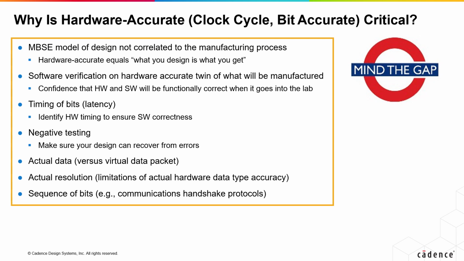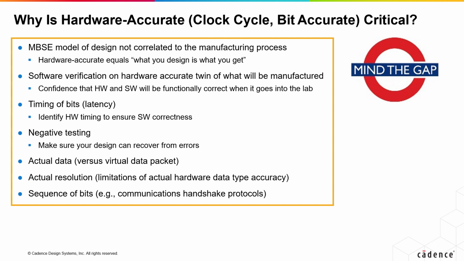What's the solution? We advocate for a hardware-accurate approach, where the design is created with the actual hardware implementation in mind. This means that what you design is what you get. The design is accurate, and the manufactured product will match the design intent. With a hardware-accurate model, you can perform software verification on a digital twin of the actual hardware. This gives us confidence that both the hardware and software will function correctly when the system is assembled in the lab. When creating a hardware-accurate model, we need to consider several key factors.